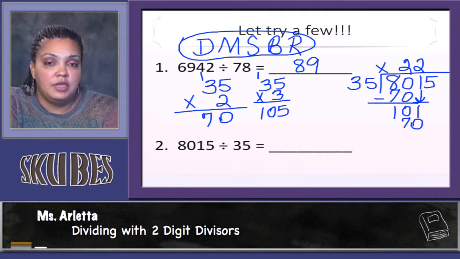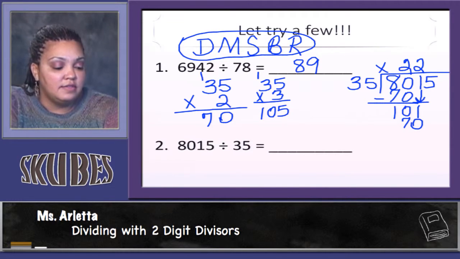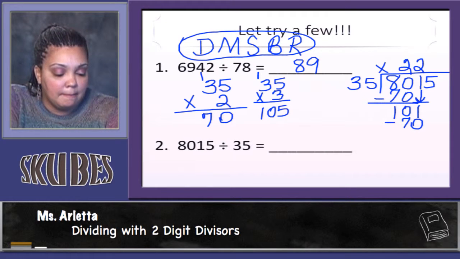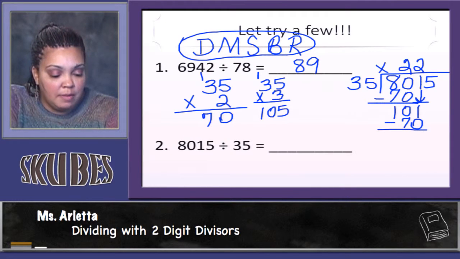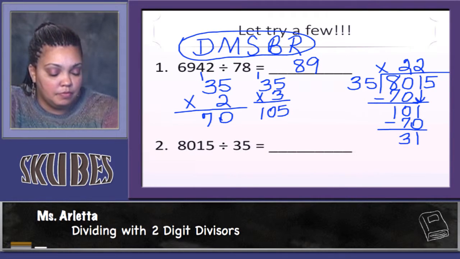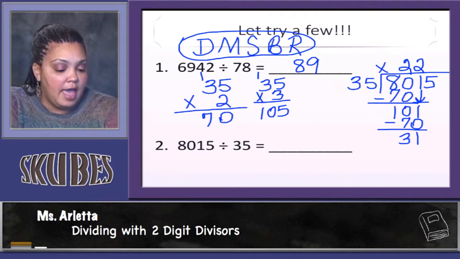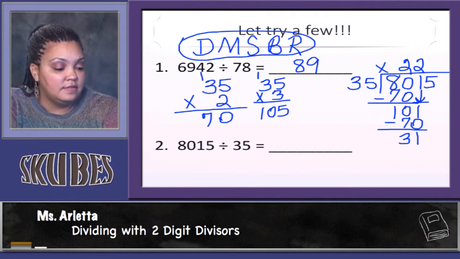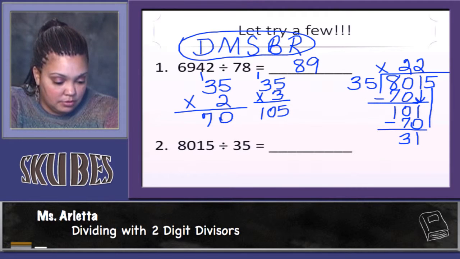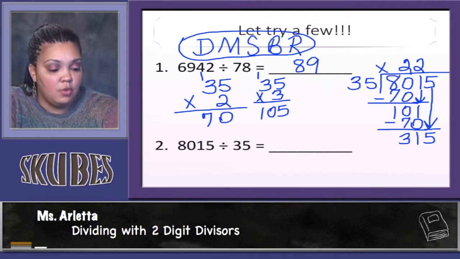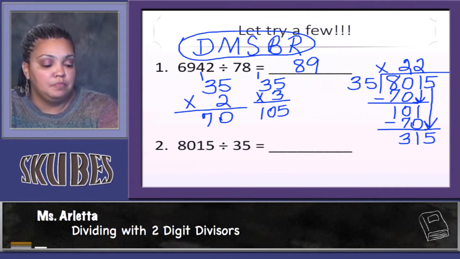After we multiply, the M, you'll see an S. The S means you need to subtract. 1 minus 0 is 1. And 10 minus 7 is 3. After your subtraction, the S, you'll see a B, and the B means bring down. So now we have 315.